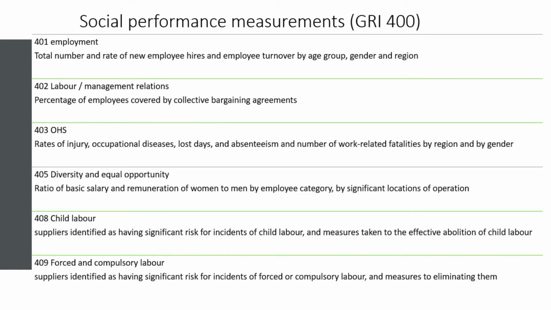The social performance measurements under the GRI framework cover employment, labor and management relations, occupational health and safety, diversity and equal opportunity, child labor, forced and compulsory labor.